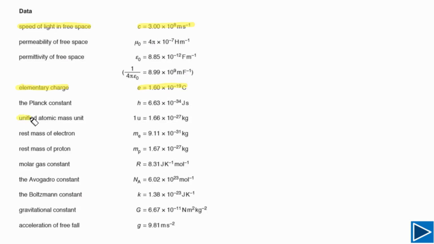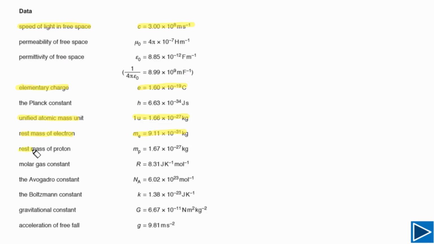Sometimes you will also need atomic mass units, so you need to understand 1 u is equal to 1.66 times 10 to negative 27 kg. Rest mass of electron means the mass of electron. Mass of electron is equal to 9.11 times 10 to negative 31 kg. This is also important, you will need it for some calculations at AS level.